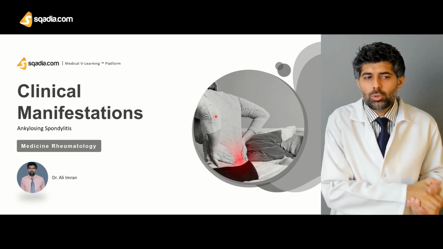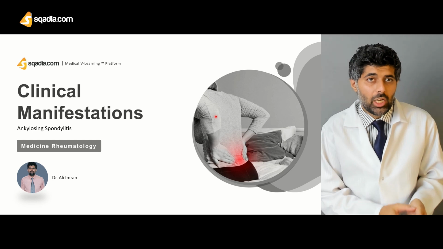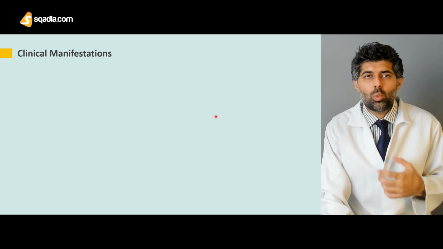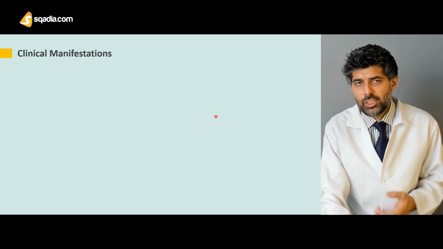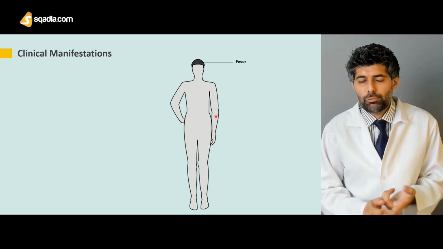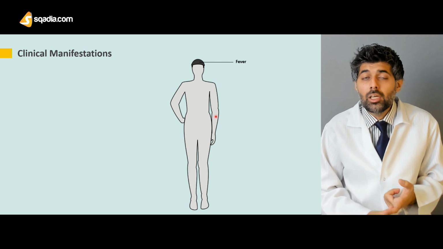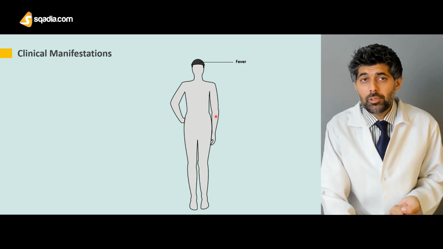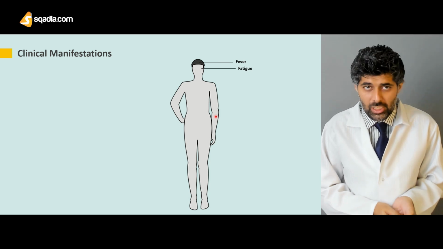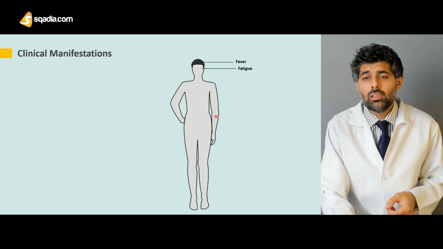Now let's talk about the clinical manifestations of ankylosing spondylitis. What are the clinical manifestations? These include, first of all, fever: the patient will present with a low grade fever. The patient will also present with fatigue, along with lethargy or some malaise.